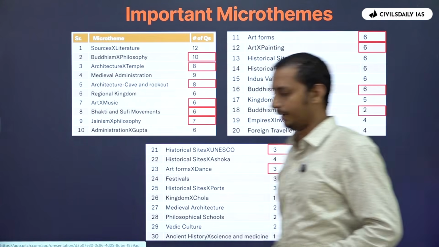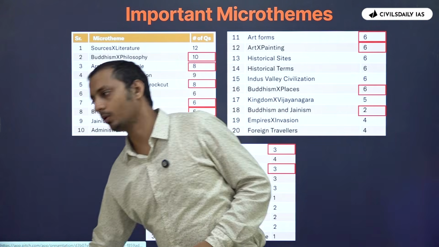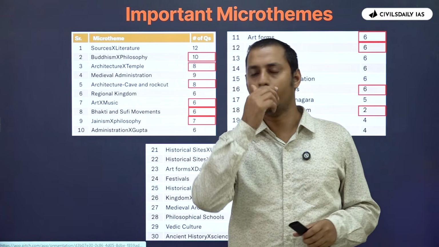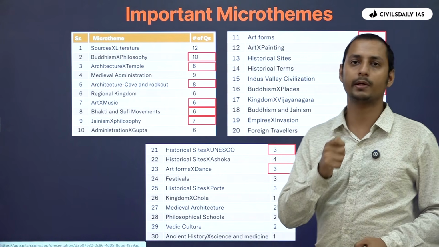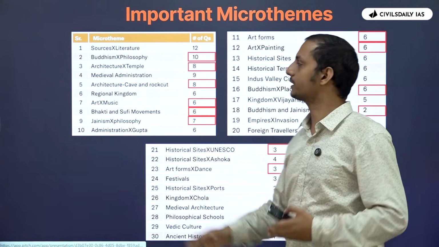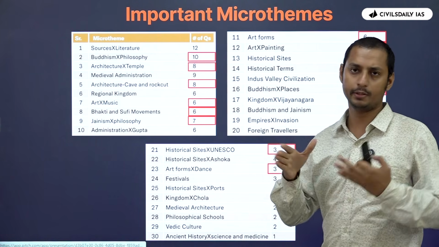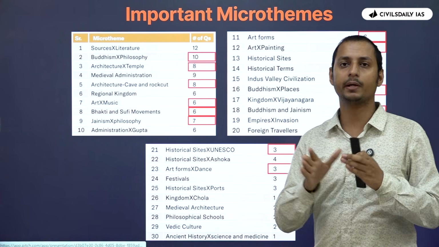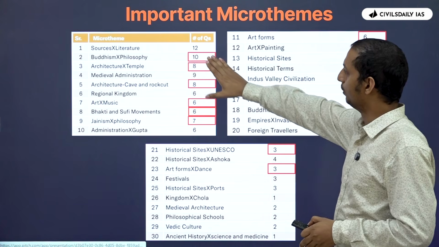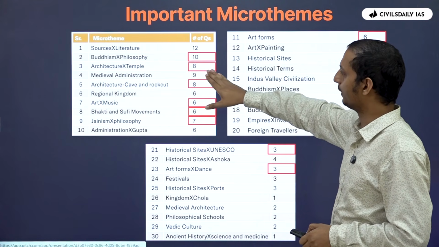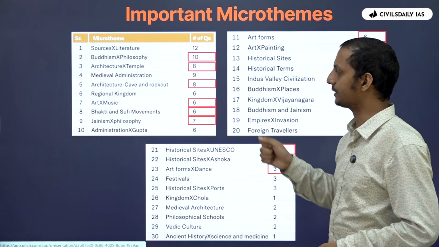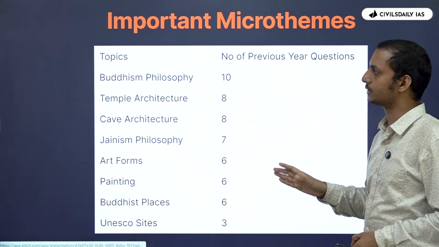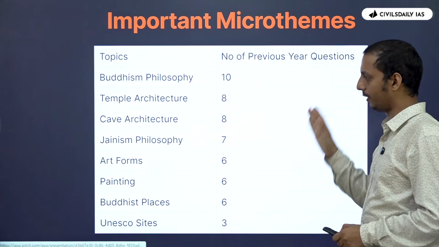Now let me also tell you that this video is not about talking about the micro themes. I'm not going to talk in very much detail regarding each and every micro theme that you have to focus on. For example, in this slide here, you can see that I have provided the micro themes of art and culture, right? Buddhism and Jainism, 10 questions have come. Architecture, cave and rock architecture, 8 questions have come. So this is a very detailed analysis regarding all the important micro themes for art and culture.